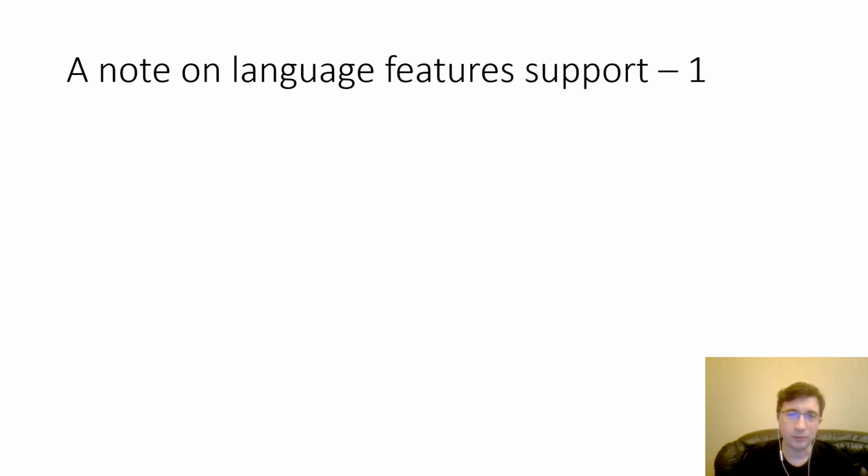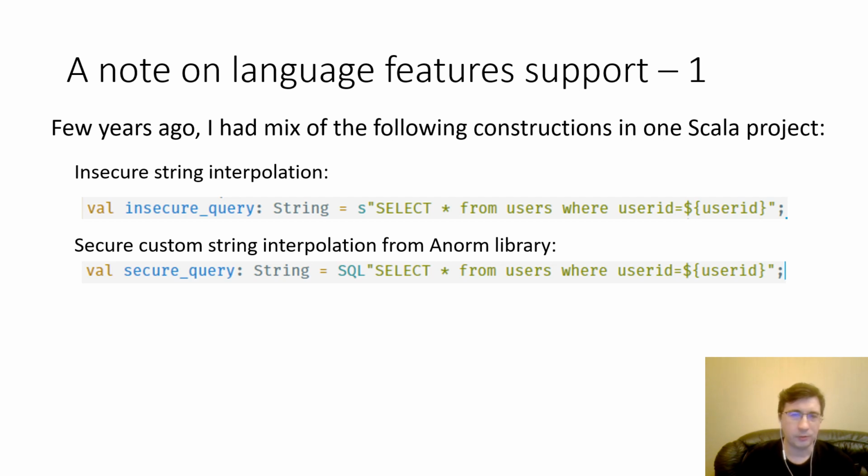Another important point to note when assessing completeness of the program model is language feature support. I have rather anecdotal evidence from the past. We had several Scala projects, and developers used two approaches to construct queries to the database. The first one is to use Scala string interpolation, which is insecure. It doesn't escape anything. And there is custom interpolation, which is a wrapper around a special method in a normal library, which provided a secure way to build queries using string interpolation.